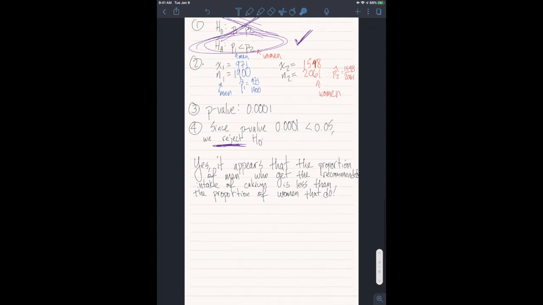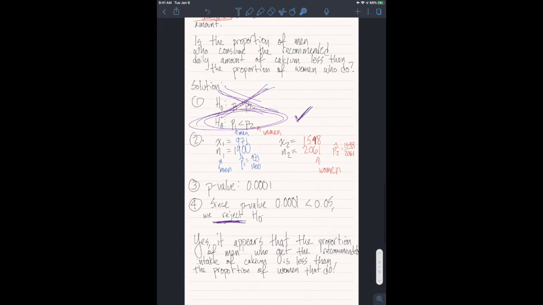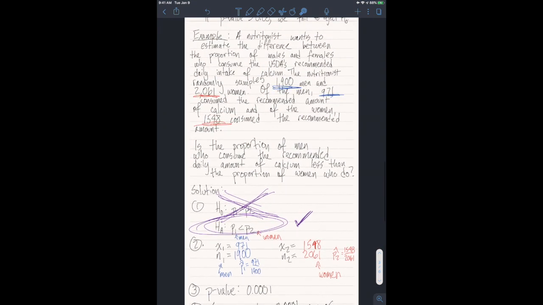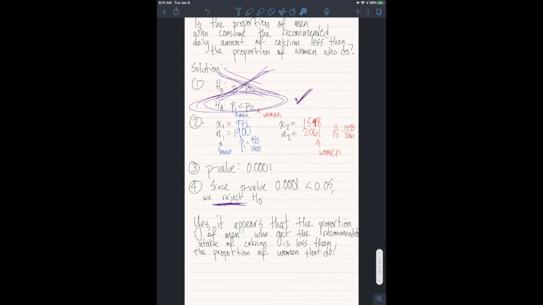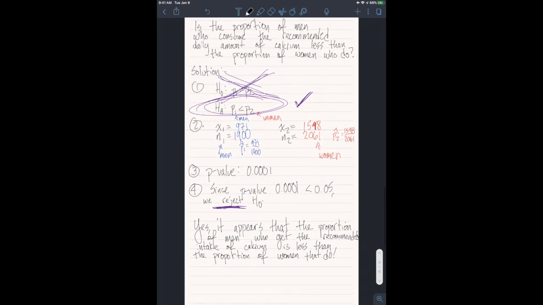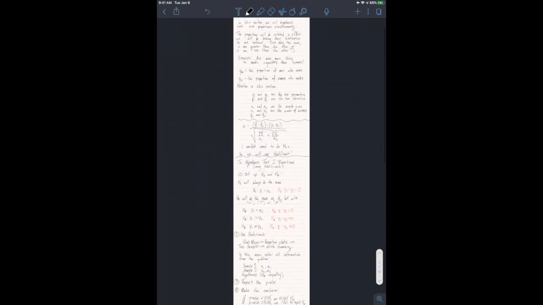I believe that the proportion of men was less than the proportion of women who get their recommended amount of calcium. So I strongly urge you now to go do at least some of those practice problems, pulling the numbers out of the problem, setting up the hypotheses, putting it in StatCrunch, getting a p-value, and then making a conclusion. Because that's it. There's no pen and paper work going on right here. You don't have to bust out a calculator for anything. If you want to, go read up on how to do it by hand. It's not fun. Trust me. I used to have to teach it before we got StatCrunch. All right. So that's hypothesis testing for two proportions.